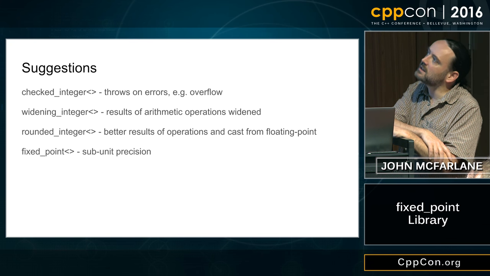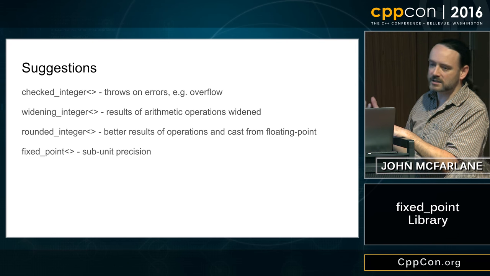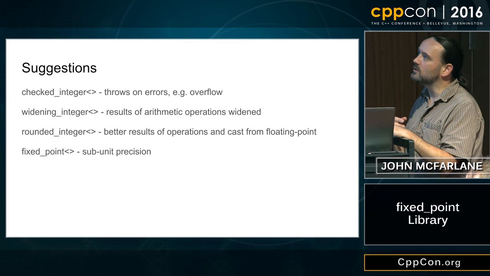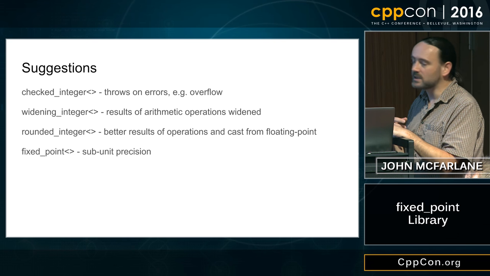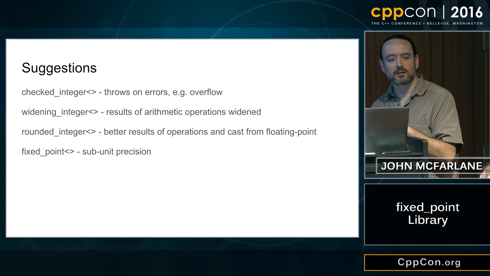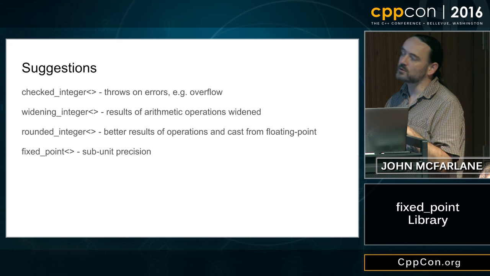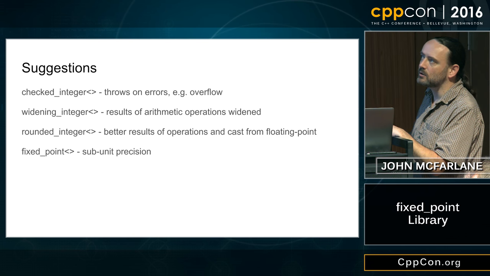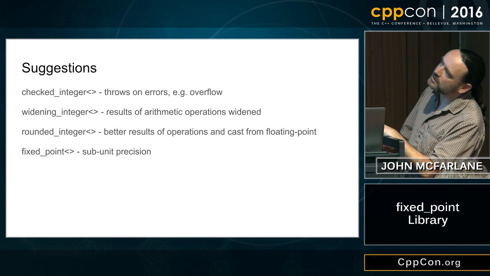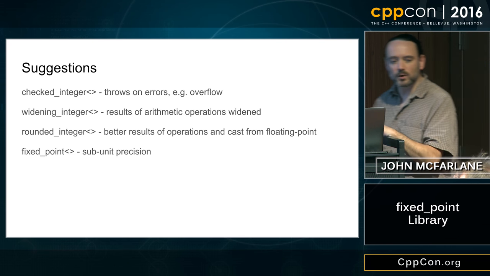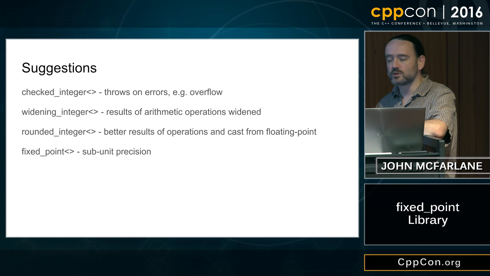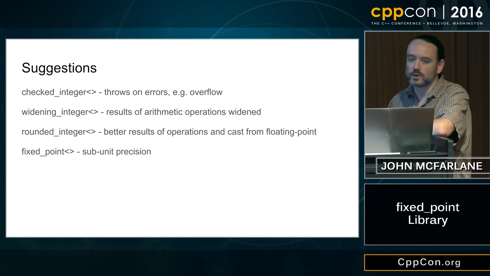This is a type basically that checks whether overflow has occurred and maybe throws an exception or terminates the program with an error, or somehow communicates to the program that an error has occurred and the value stored in that particular variable should not be used. So a widening integer deals with the same problem. This is an interesting distinction. It seems there are two distinct ways to deal with overflow.